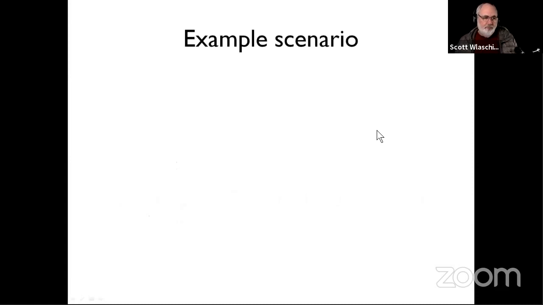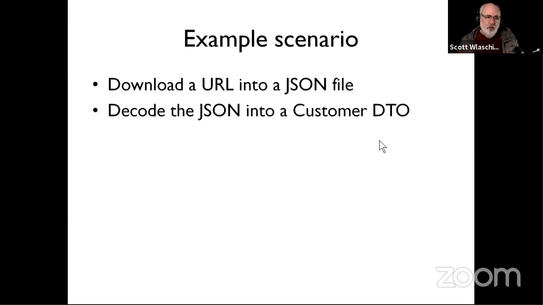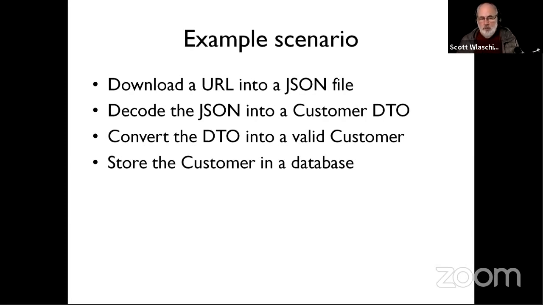This is the challenge. So here's a real world example of a kind of problem that you might have. This is my little scenario. You're going to download a URL, and it's going to have a piece of JSON in it. And then you're going to decode the JSON into a DTO object, like a dumb object, like a customer, for example. And then we're going to convert that dumb DTO object into a valid customer. So we're going to be doing validation and making sure that all the fields are correct. And then finally, we're going to store the customer into a database, for example. Okay, so very simple kind of operation you might write some code for. But it turns out to be quite tricky because of all these effects that kind of get in the way.